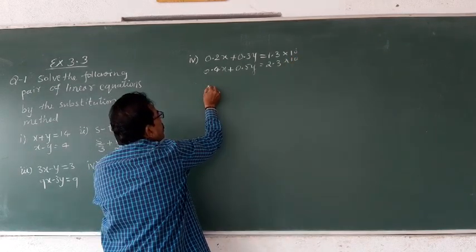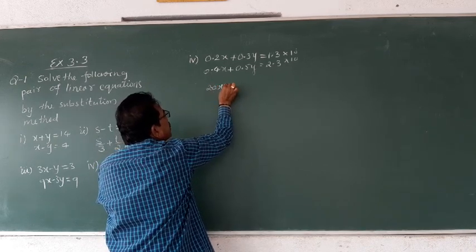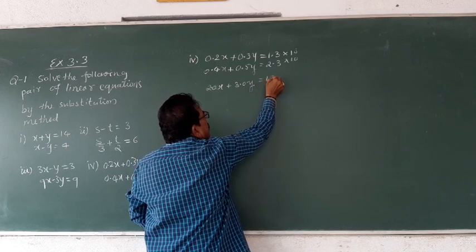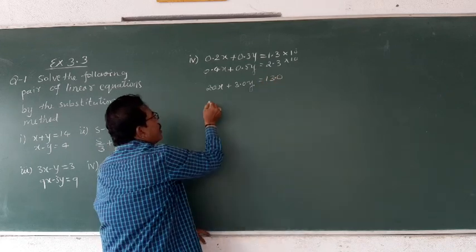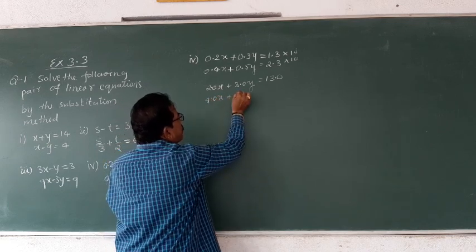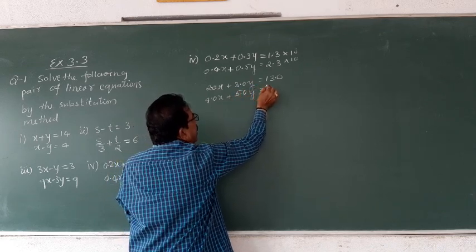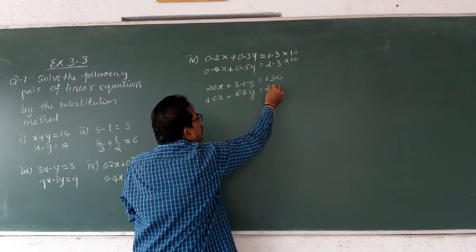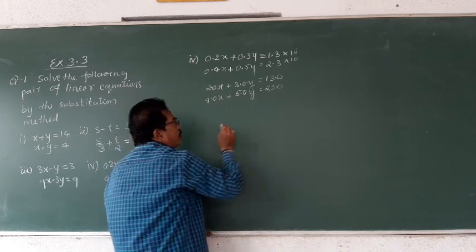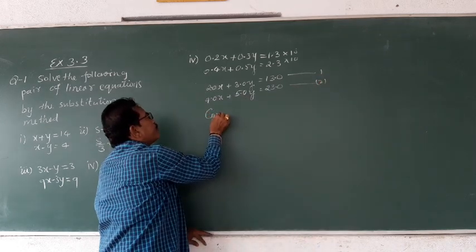So 0.2x becomes 2x plus 3y equals 13. Then the second one, 0.4x becomes 4x plus 5y equals 23. So this equation is first, this one is second. Consider the first one.